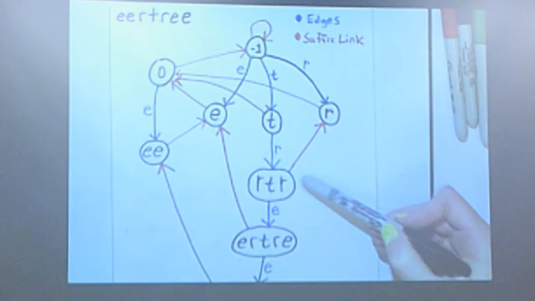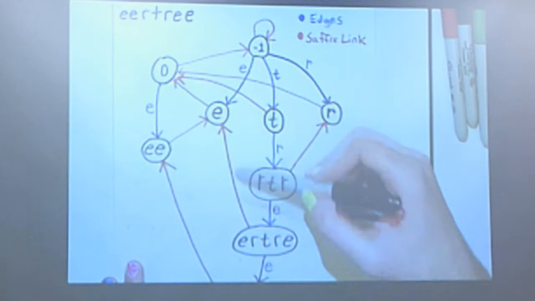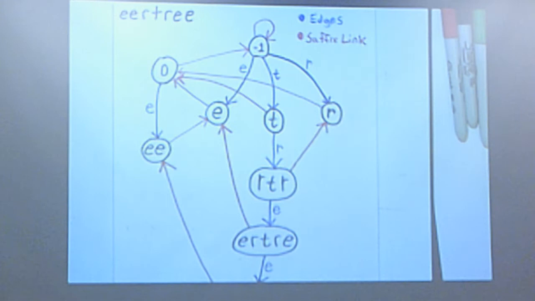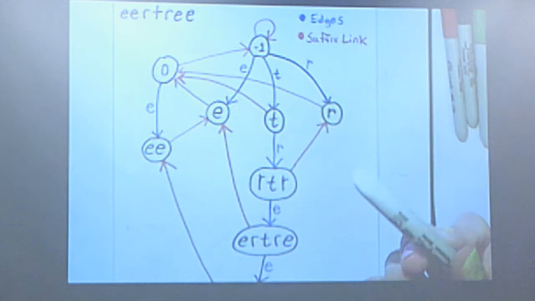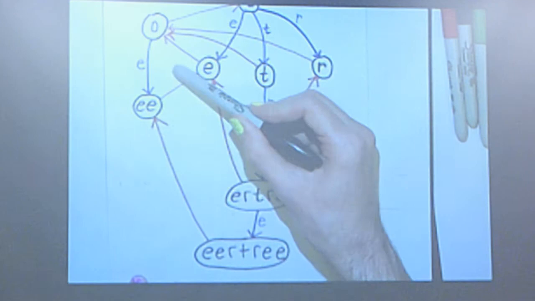Then we also have what are called suffix links, which are useful in actually building the structure and also for solving problems. The suffix links, denoted here in orange, are not labeled, and a suffix link just points to the longest palindromic suffix of the node's string. Here, for RTR, the longest proper palindromic suffix, not the whole string, would be R. For Eertree down here, the longest palindromic suffix is EE. The longest palindromic suffix of EE is E.